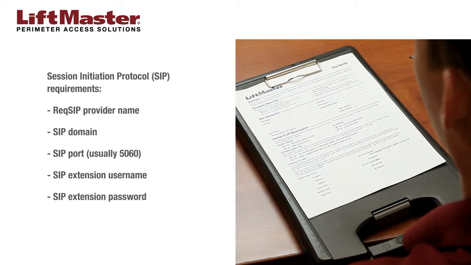Also note the name of the SIP service provider, the SIP domain, for example, sip.phone.com, the SIP port, which is usually 6050, the SIP extension username, and the SIP extension password.